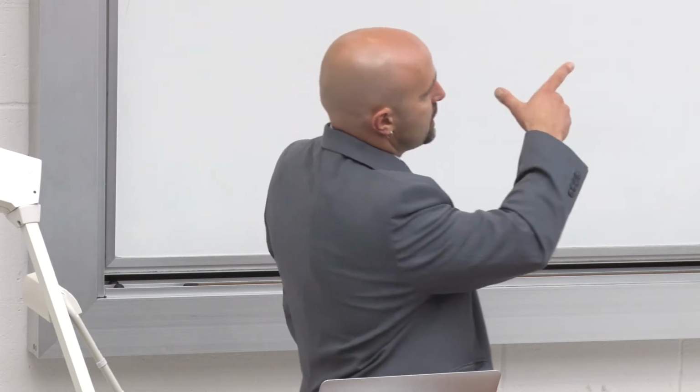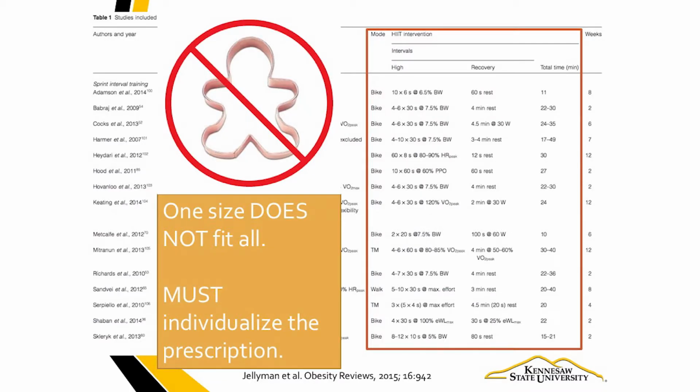An example of this is here. And you can't really see this, but you'll be able to see it later on. This is a printout of all the studies that Jellyman et al. looked at. That's a study that looked at the diabetic population. In this study, if you look at those numbers, you could see that every single study had different volumes, different time intervals, different work percentages. So they were all different.